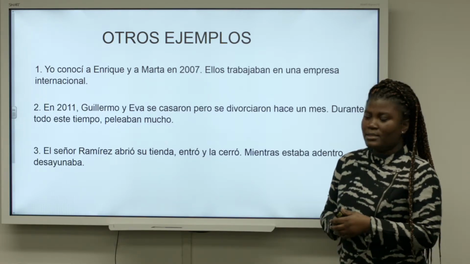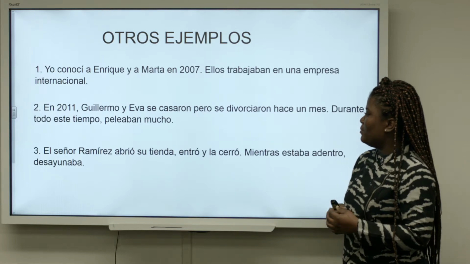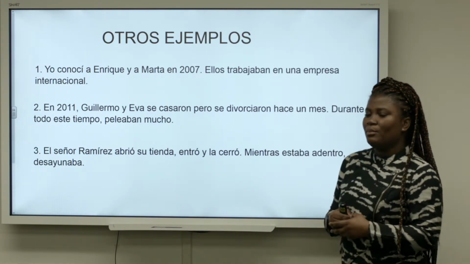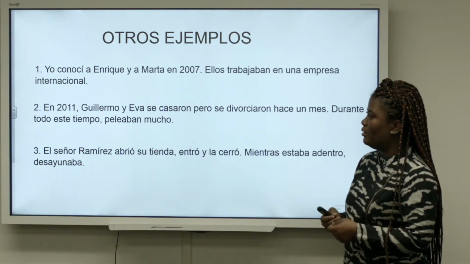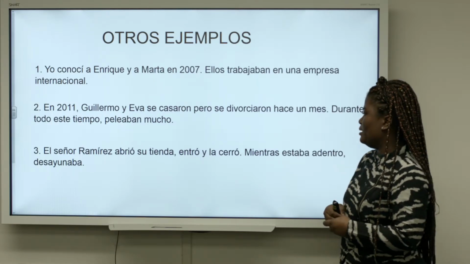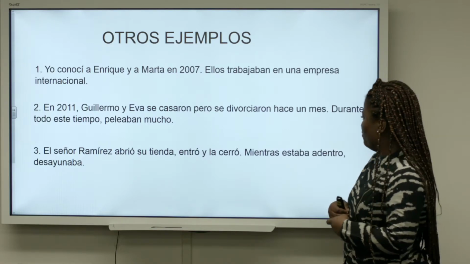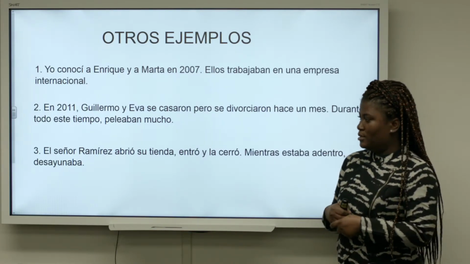En 2011, Guillermo y Eva se casaron, pero se divorciaron hace un mes. Durante todo este tiempo, peleaban mucho. So in 2011, William and Eva got married, but they got divorced a month ago. During this time, they fought a lot.